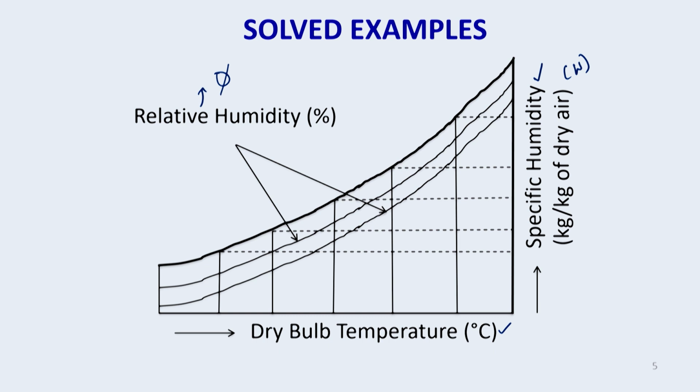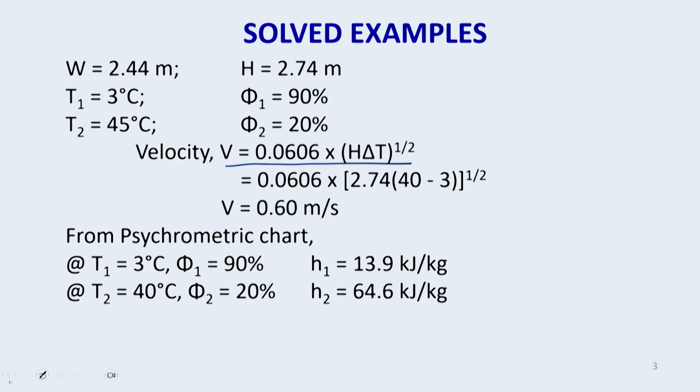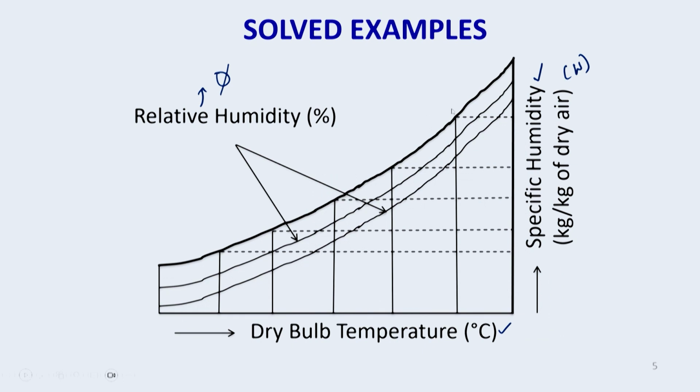If we take the inside condition, 3 degrees centigrade, this is the dry bulb temperature in degrees centigrade. So we can fix the point corresponding to the dry bulb temperature and relative humidity. For example, T1 is equal to 3 degrees centigrade and phi 1 is equal to 90%. This is the saturation curve, that means here the relative humidity is 100%.